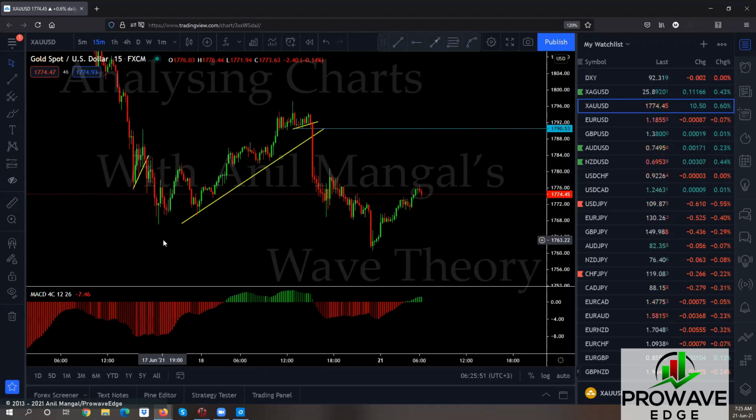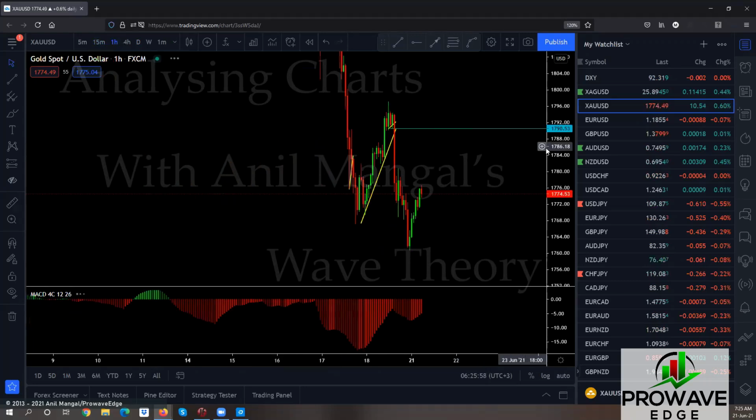What is it doing now? Well, I think we're making corrections. Right now, it could go much higher as a deeper correction. If we get a buy setup, we'll take it.